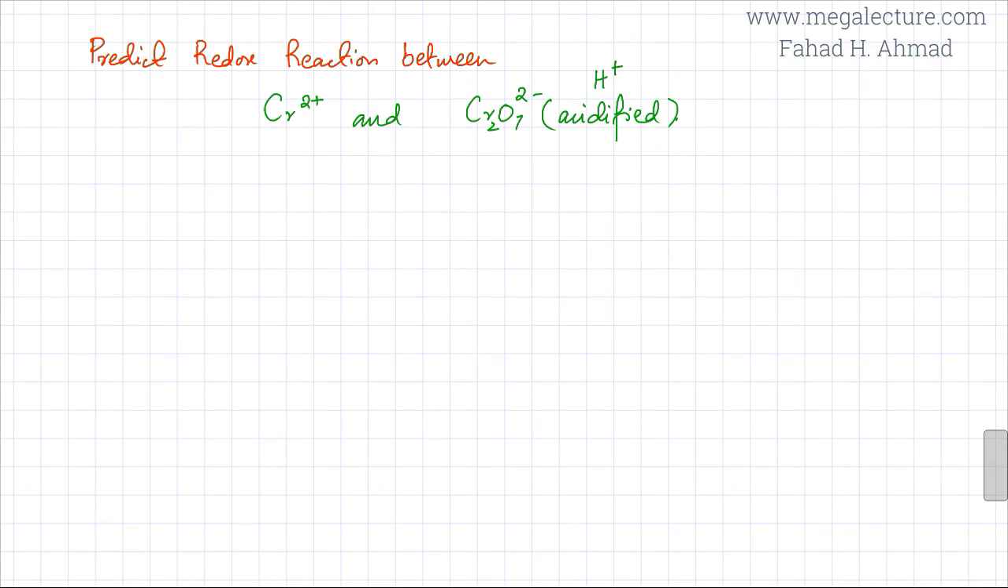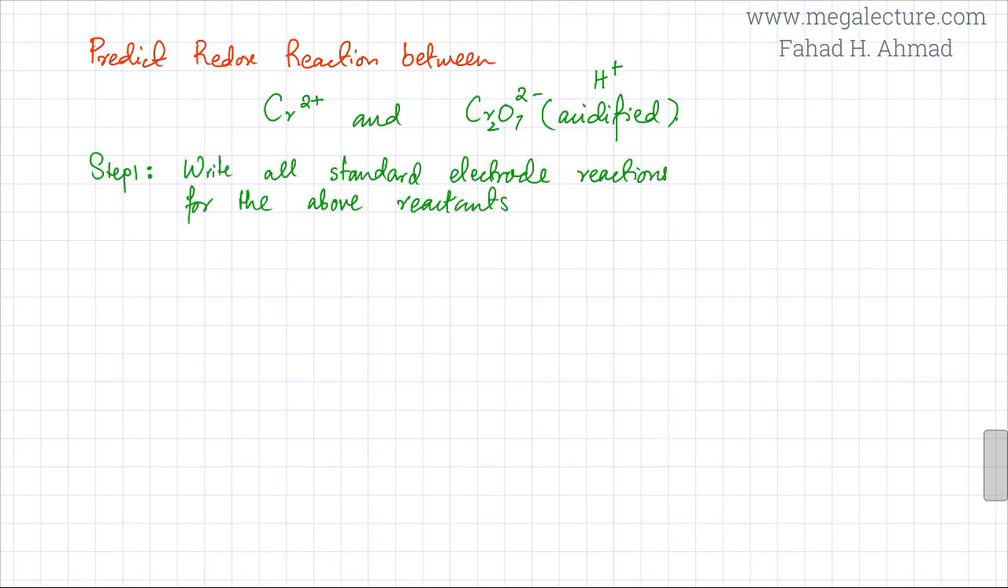containing the electrode potential tables to figure out what the redox reaction is going to be. So step 1 is that we need to write all standard electrode reactions. We're going to look all these reactions up in the data booklet for the above reactants. So these are my reactants, and I'm going to now open the data booklet.